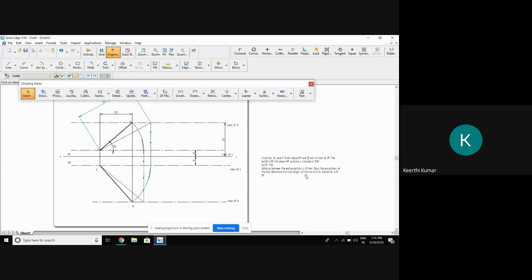So now, what is he asking? Draw the projection of the line. Determine the true length of the line. True length of the line is 90. You should write the answer here. True length of the line is 90 mm. And its inclination with VP. Whatever inclination is asked with VP, that will be shown in HP. So inclination with respect to VP, I will show in HP here. So 42 degree. The answer is 42 degree. And then the length of the line is how much? 90 mm. Yes, 90 mm. So this is the solution for problem number 4.